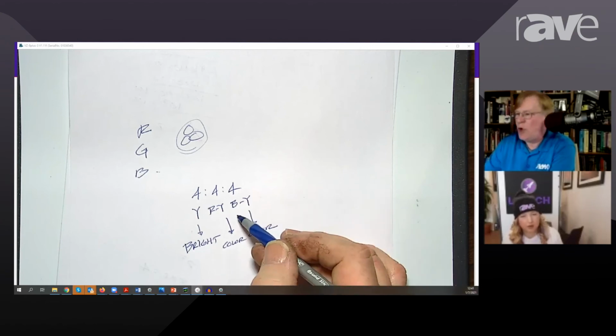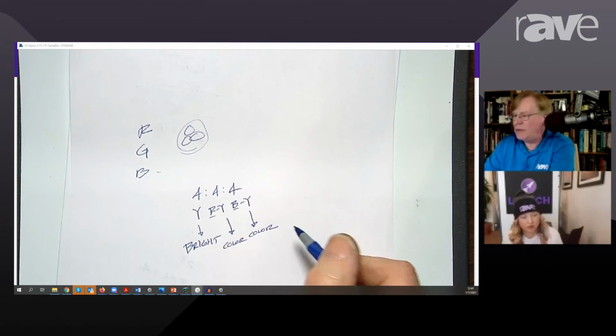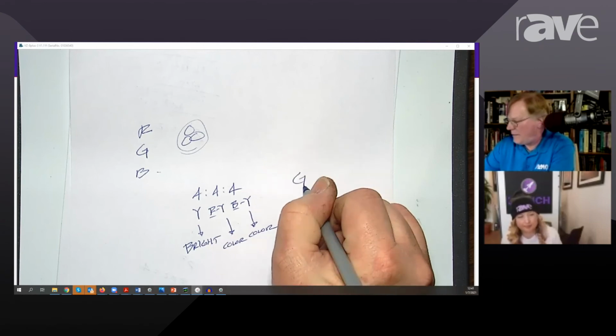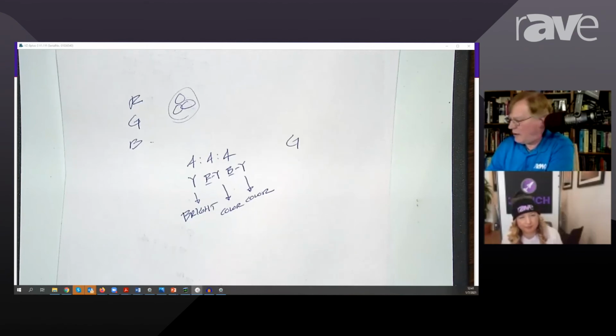This is actually known as a color difference signal. What am I missing? I've got red minus luminance, blue minus. What am I missing? Green. Yep. And this is how it's done mathematically, because the full brightness information, in other words how bright is that signal, let's assign that a value of 1.